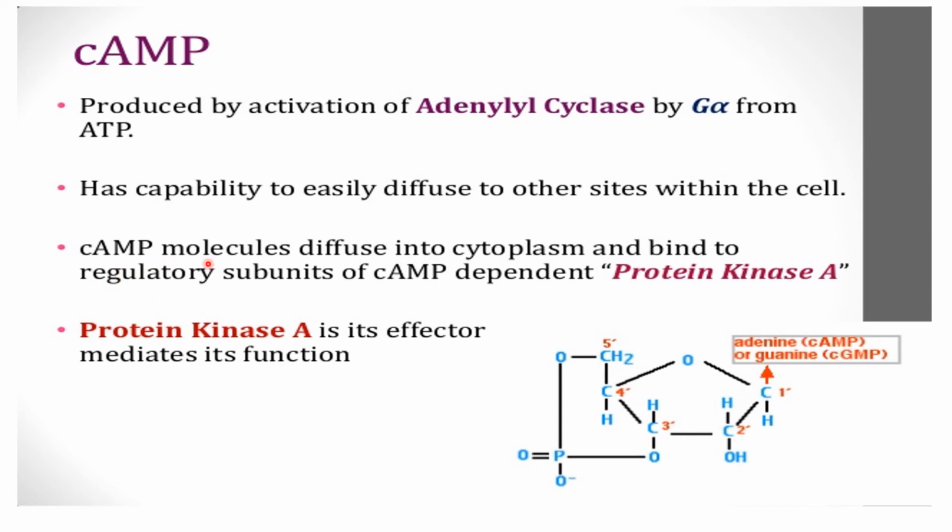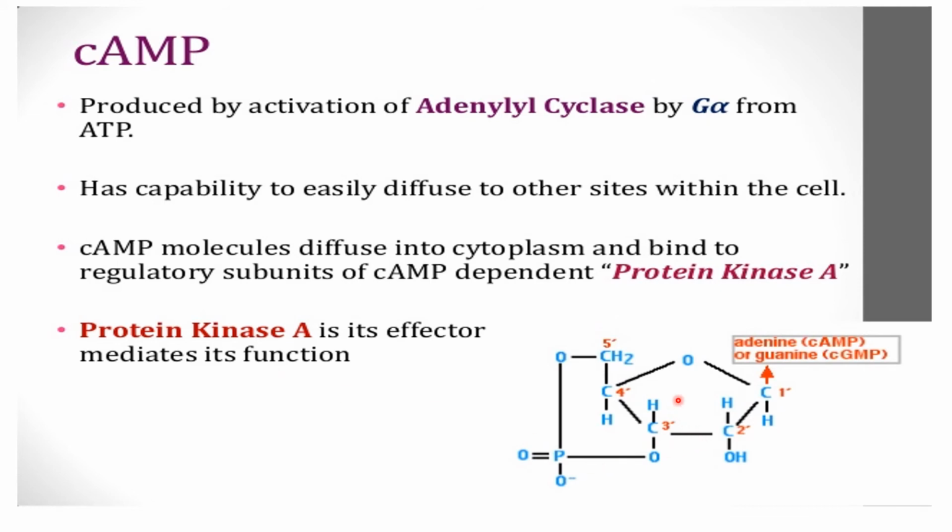The cyclic AMP molecule diffuses into the cytoplasm and binds to the regulatory subunits of the cyclic AMP dependent protein kinase A. Protein kinase A is its effector and it mediates its function.